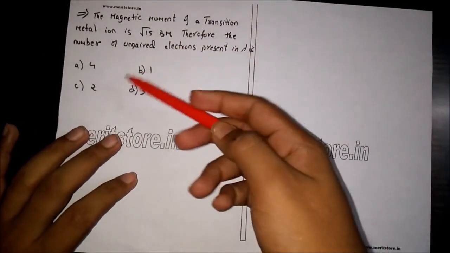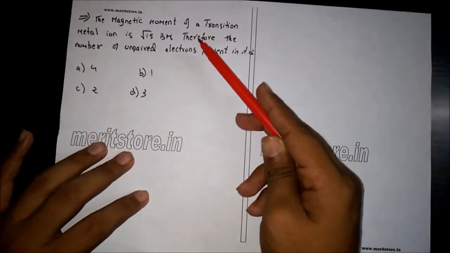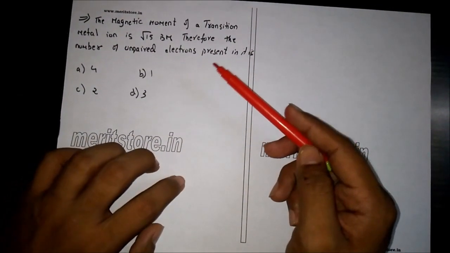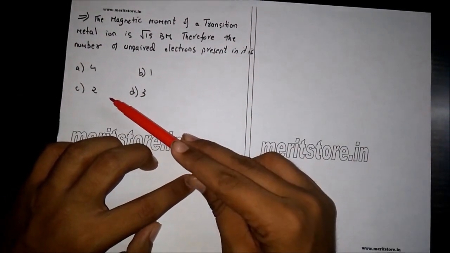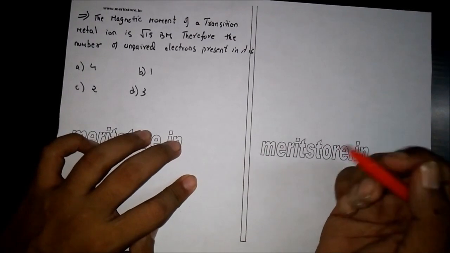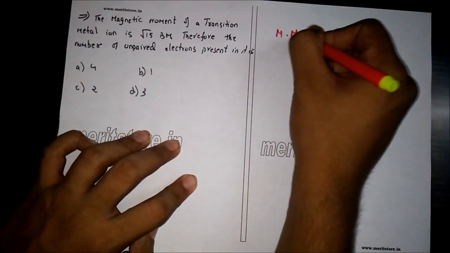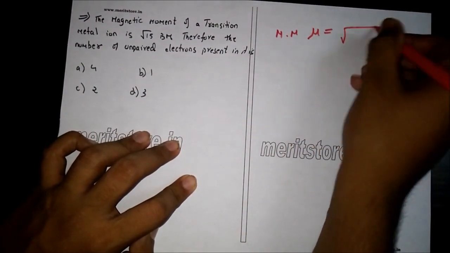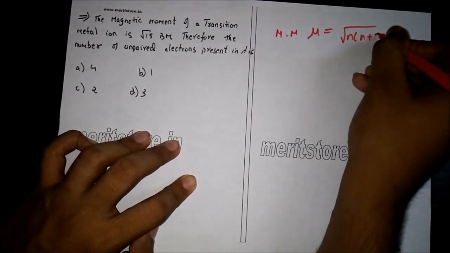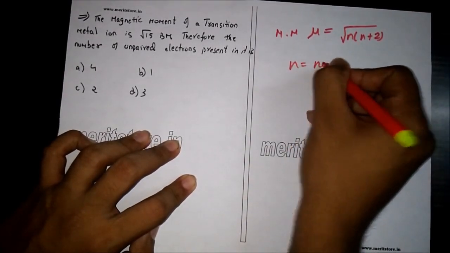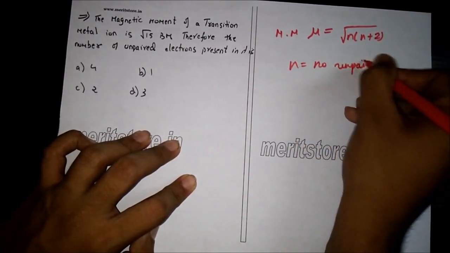The magnetic moment of a transition metal ion is root 15 BM. Therefore, the number of unpaired electrons present in it is: A. 4, B. 1, C. 2, and D. 3. Now, according to the formula, magnetic moment, which is mu, is equal to root of n into n plus 2, where n is equal to the number of unpaired electrons.